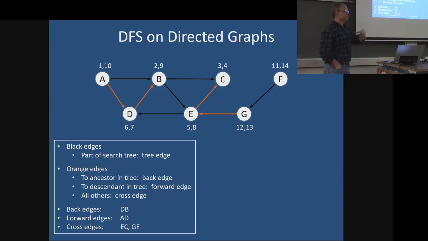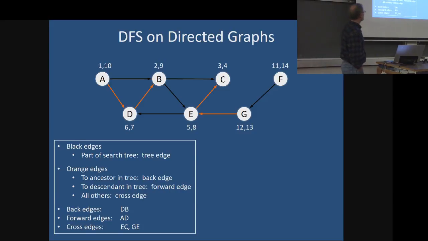Okay, so I'll paraphrase what he said. Think of B. One of B's children in the tree, look at the black tree, one of B's children is E, and one of E's children is D. So we can think of D as a grandchild of B. So an edge that goes to an ancestor in that sense, from the grandchild to the grandparent, is a back edge.